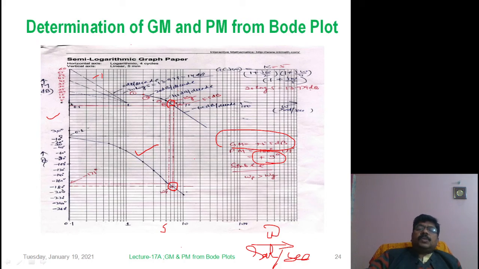But to know the exact values of gain margin and phase margin, this process has been adopted. So the margin is available and you have some flexibility. Even though some variation takes place, the system will remain stable.